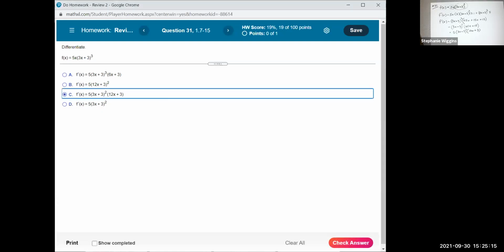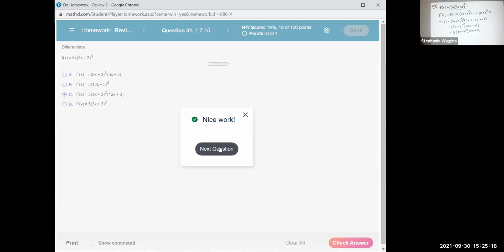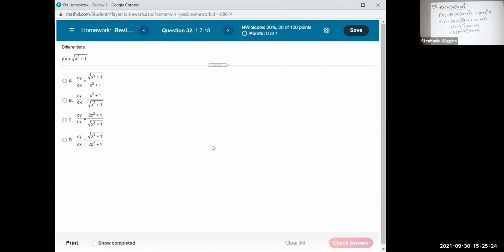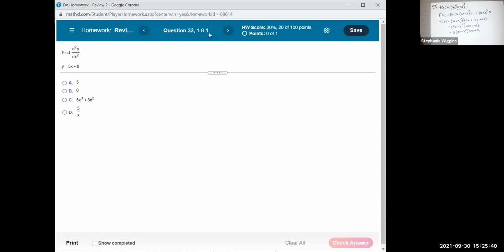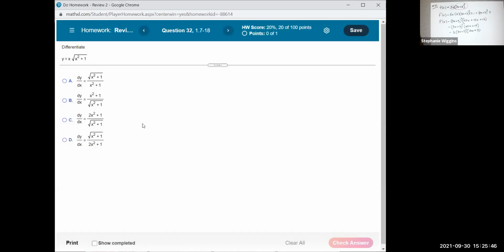Again, I'm going to try to avoid problems like this where the algebra is just too much. I really don't want to make this an algebra test. I just want to see if you know the rules. So here's one where you would have to use the product rule. So I'll go ahead and do this one for you. And then let me see what the next problem is. It's section 1.8. So I'm covering that in my next class period. So we'll leave off here at number 32.